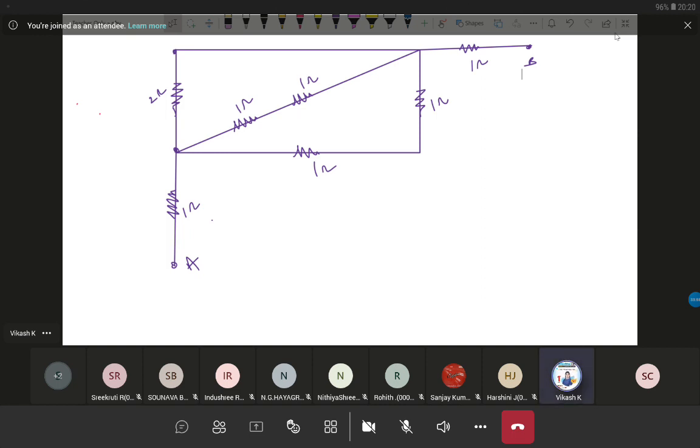Finish, beta. What is the answer for this? Sir, 8 by 3 ohms. 8 by 3 ohms. So one of them says 8 by 3 ohms. Okay, any other answer anyone?